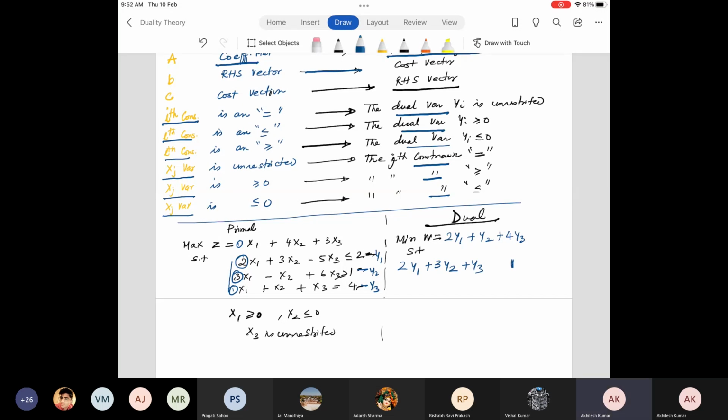So this is the first constraint. I need to look at the first variable, which is x1. x1 is greater than or equal to 0. If xj is greater than or equal to 0, the corresponding constraint will be greater than or equal to. Fair enough? Understood? Now, give me equations 2 and 3.